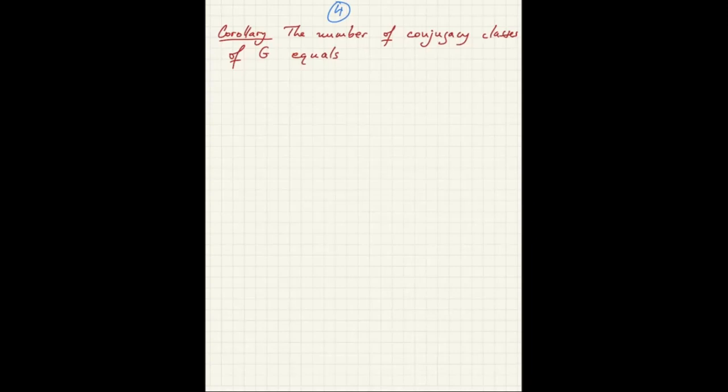the average number of fixed points, and in this case, it's the average, 1 over |G|, the summation over all g, and the fix of g gets replaced by |C(g)|, where I'll recall that C(g) is the centralizer of g, which consists of all the group elements x such that g and x commute. So this is just an immediate corollary from the previous result.